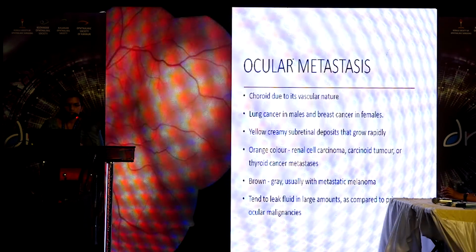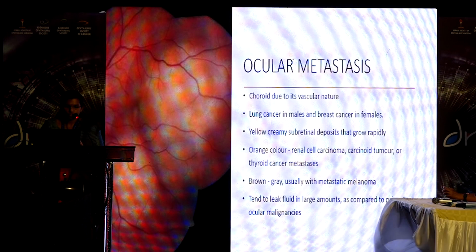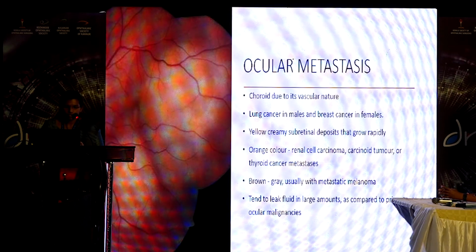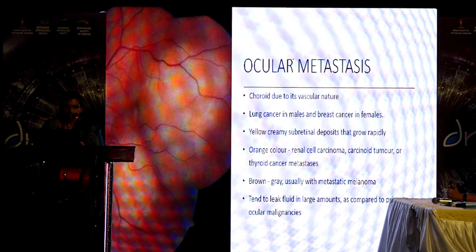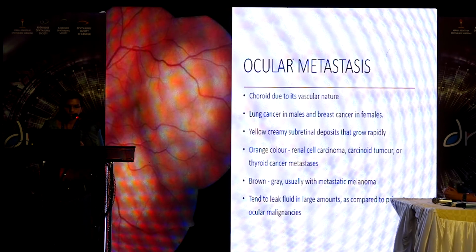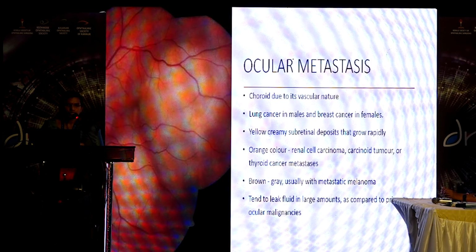Now coming to the ocular metastasis, choroid is the most common site because of the highly vascular nature. In case of males, lung is the most common primary site, and in case of females, breast is the most common site. Usually it presents as yellow creamy subretinal deposit, but it can have an orange color, especially in case of renal cell carcinoma, carcinoid tumor or thyroid cancers, and brown grey color in case of metastatic melanoma.